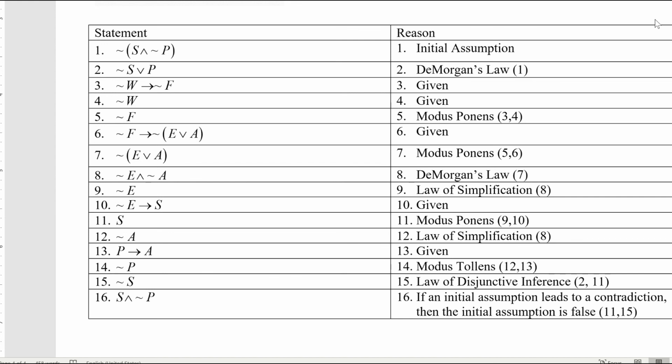But anyways, this was today's lesson on logical indirect proofs. Again, remember, you assume the opposite of the conclusion, force a contradiction, and therefore the initial assumption is false, okay?